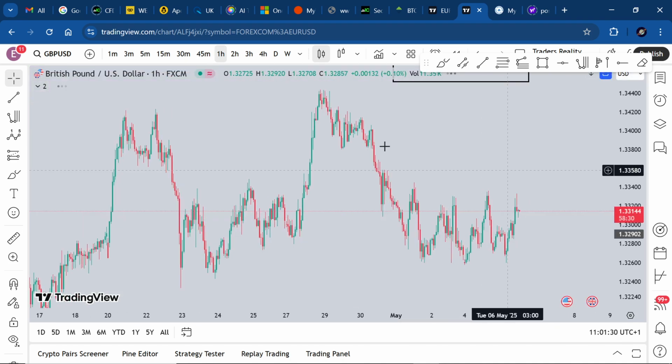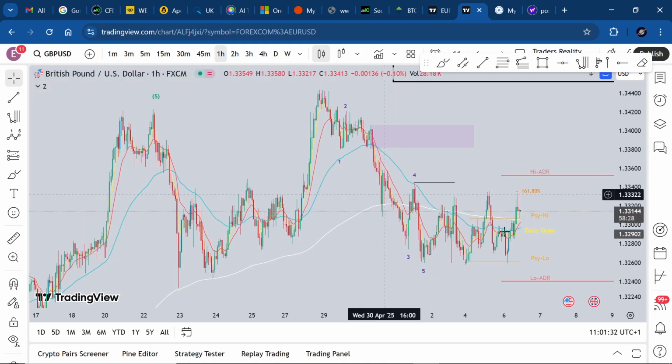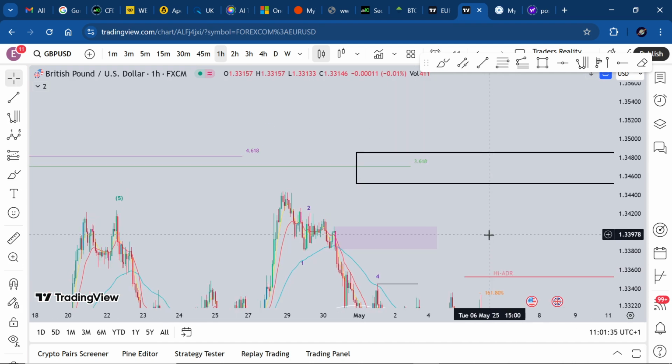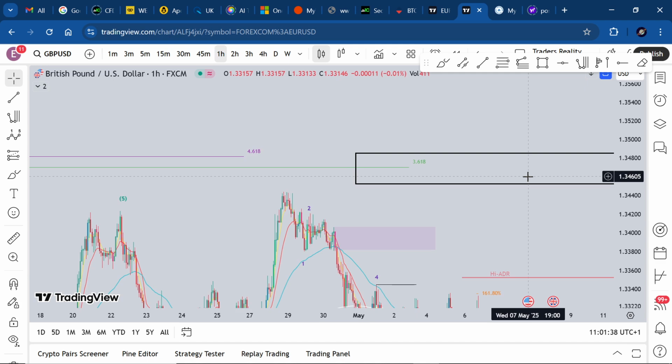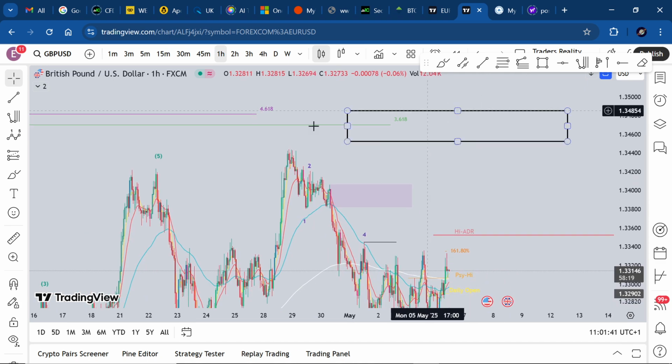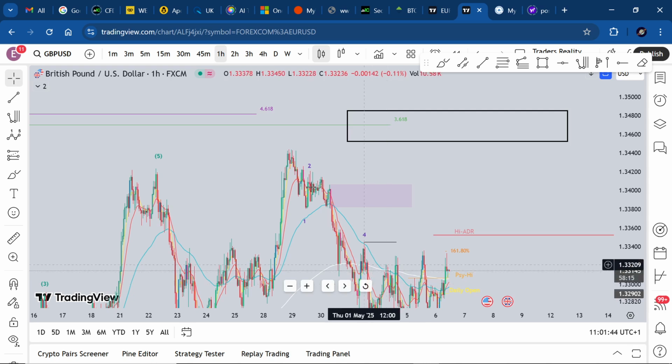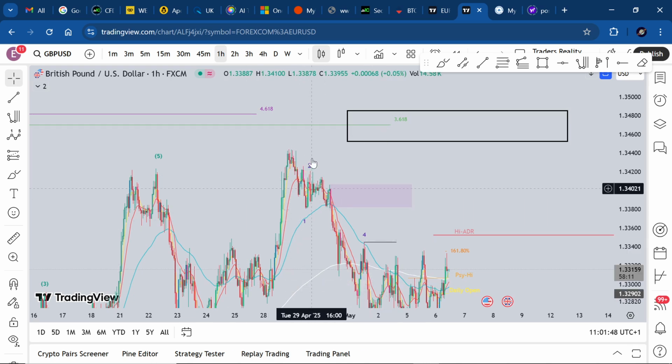GBPUSD. This looks like a good potential accumulation forming, and looks like we'll probably come into the area that I've had marked out for a few weeks. This is, you know, just liquidity. You can see how none of the highs were really grabbing the liquidity from above and dropping.